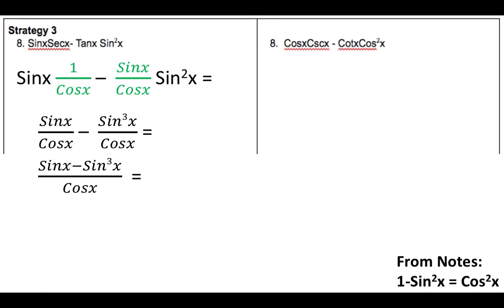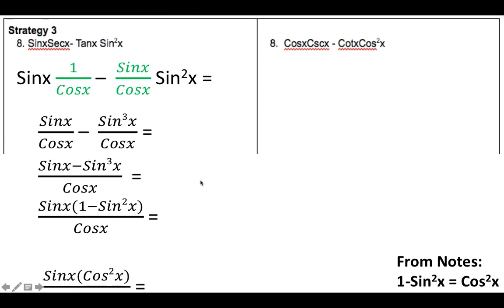I could simplify this further. There's a sine here, and there's 3 sines here. How about if in this numerator part, I factor out 1 sine? If I do that, I'm left over with 1 minus sine squared x on top. Well, looking back at my notes, 1 minus sine squared x is equal to cosine squared x. This part right here is going to become cosine squared x.